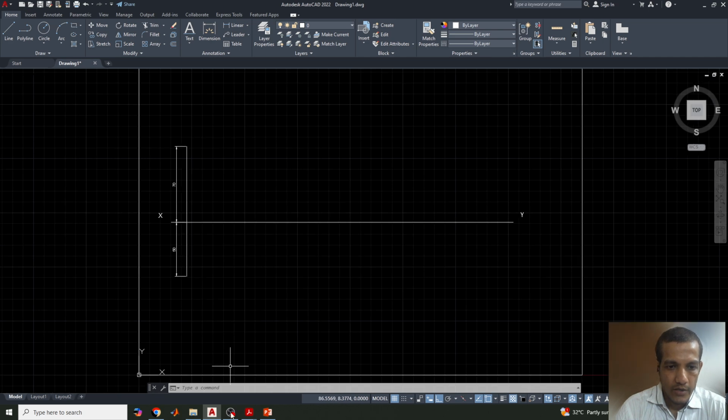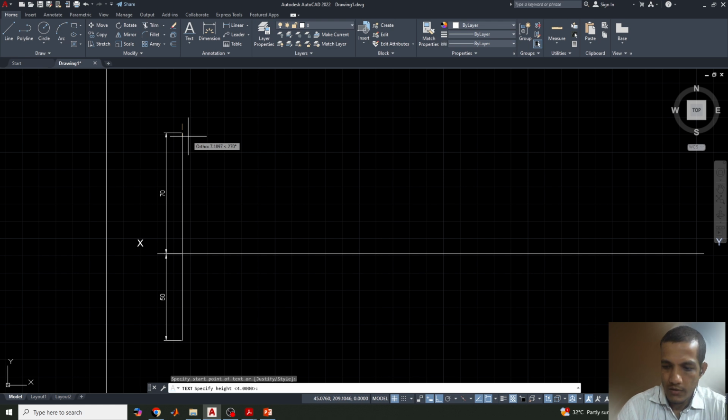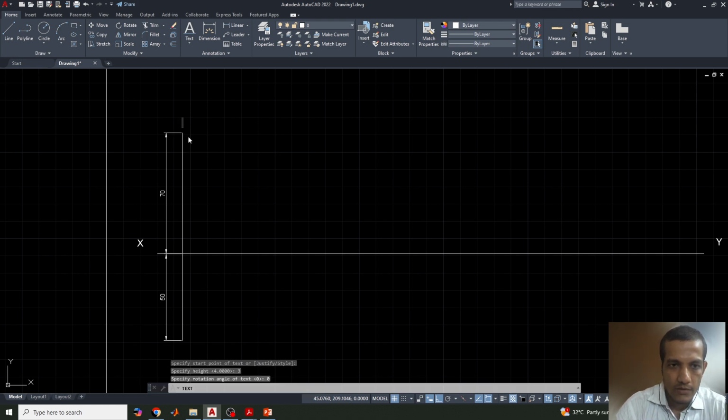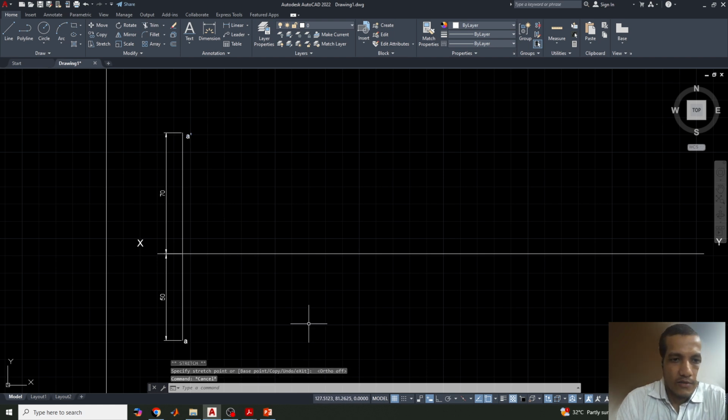For this point A, as I told you, we also need to give the location as text. Single line text you can select here, and we can give here A dash, which is the front view, and the top view will be A. That's it. So you can keep it here. This is already there. So this is your first point.